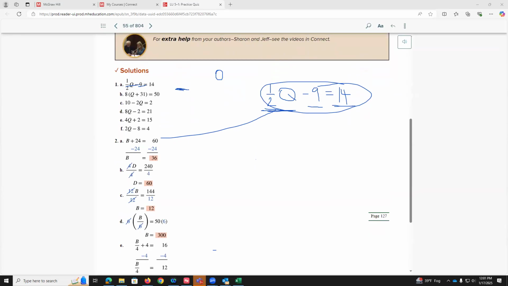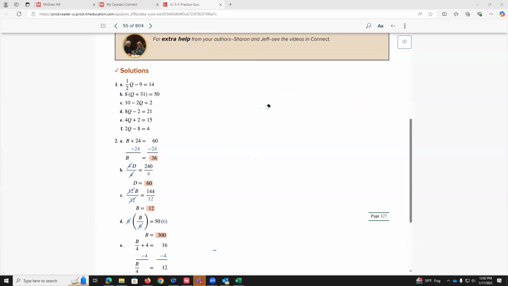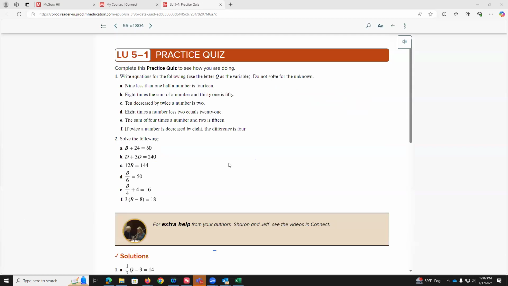So you can see that the 1 half Q minus 9 equals 14. My arrow's going the wrong way there. So it's actually going to be this one. So you can check yourself. I would definitely recommend if you have not done these problems yet, or these drills, go ahead and try those out. This is going to help you a lot in future chapters where we're working out our equations. All right, that's Learning Unit 5.1.